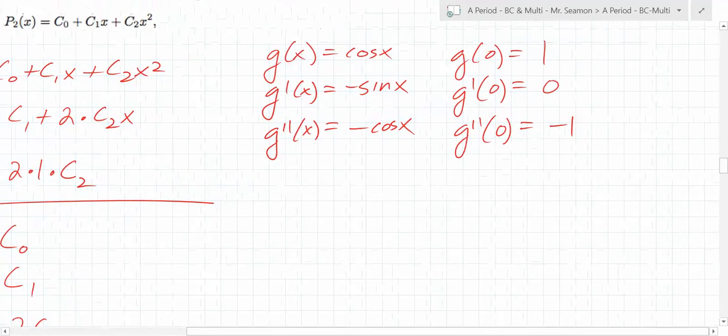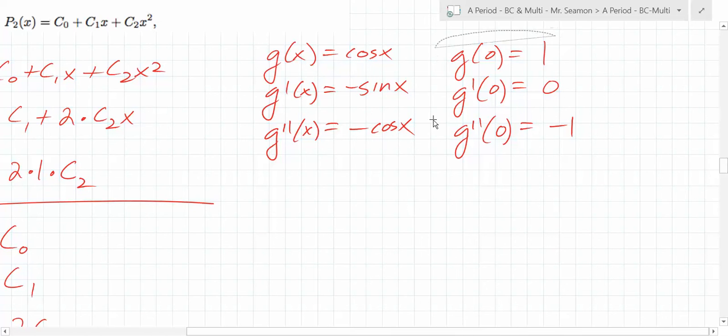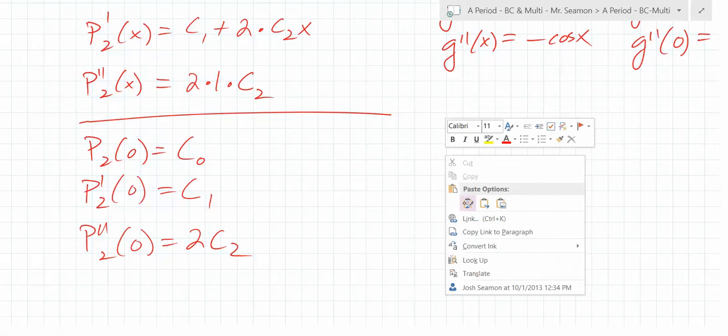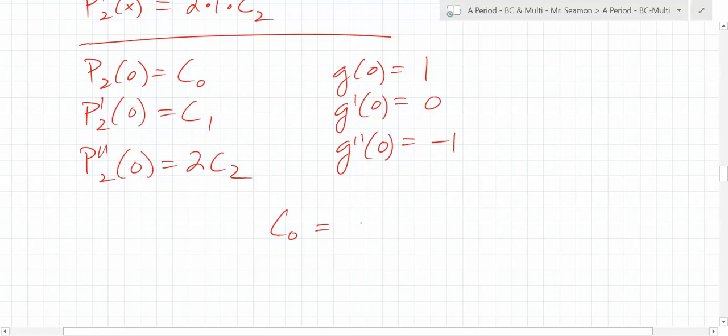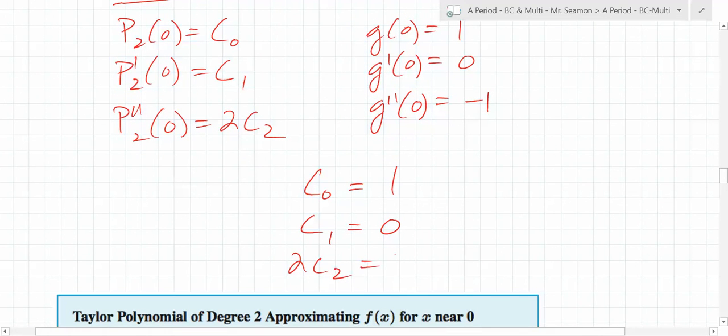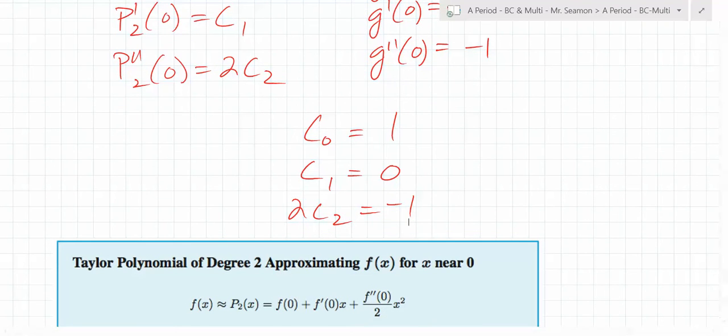Okay. So we have this over here. We know this has to be true. And what was our qualification? Remember what our qualification was? P2 of 0 had to be the same as g of 0. P prime 2 of 0 had to be equal to g prime of 0. The function had to have the same value at 0. The first derivatives had to be equal, and so did the second derivatives. Yay! So what does that mean? What does C naught equal? 1. What does C1 equal? 0. And what does 2 C2 equal? Negative 1. Exactly.